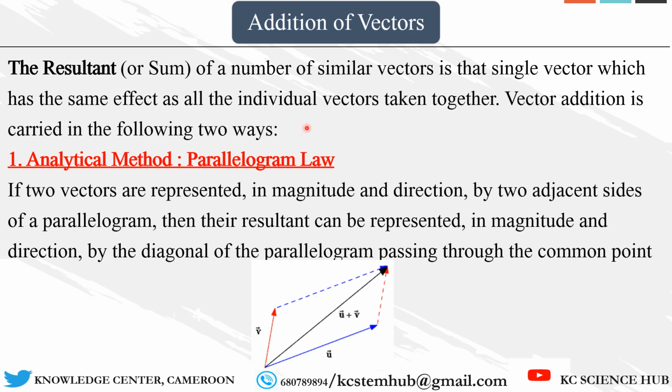Okay, so the first aspect here is of course addition of vectors, and we have that the resultant or sum of a number of similar vectors is that single vector which has the same effect as all the individual vectors taken together, right? Vector addition is carried out in the following two ways. Well, I've actually just outlined one way here, and I've done calculations with the other way. So you're just going to get the other way when I'm doing calculations, because I'll explain when I'm solving problems on vectors. If two vectors are represented in magnitude and direction by two adjacent sides of a parallelogram, then their resultant can be represented in magnitude and direction by the diagonal of the parallelogram passing through a common point.